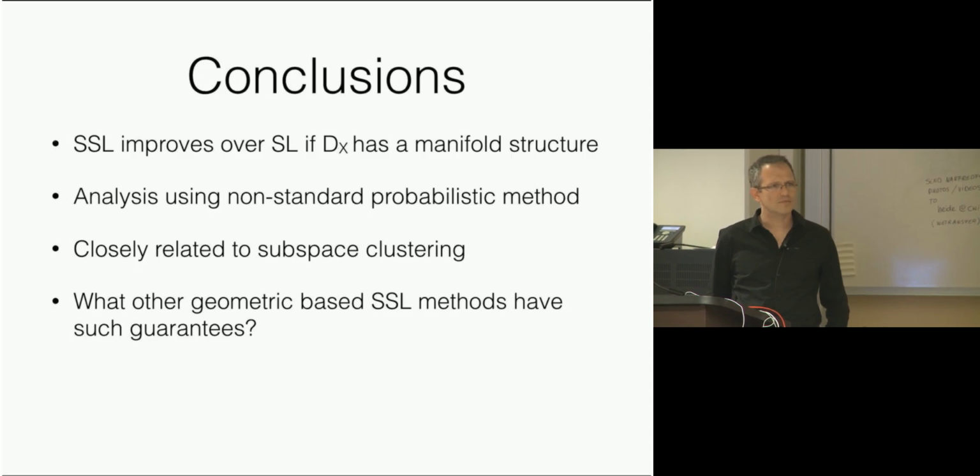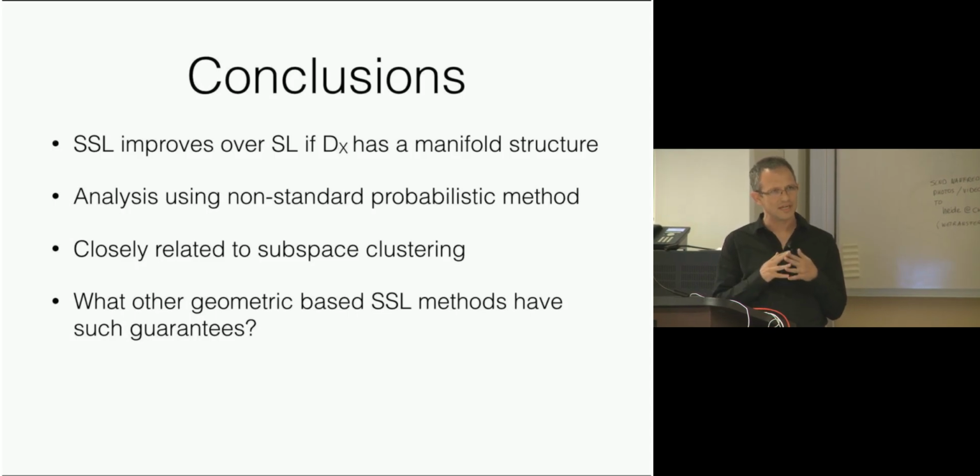So there are results for subspace clustering for recovery in subspace clustering. I mean, how many examples do you need to recover the subspaces in a union of subspaces? So we can use something like that to get a bound, but we didn't do it in the paper.